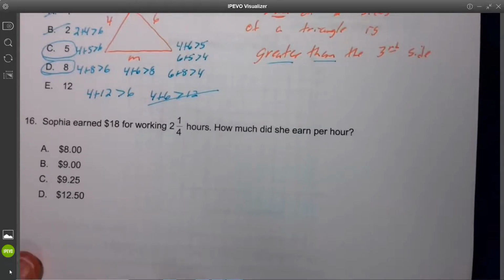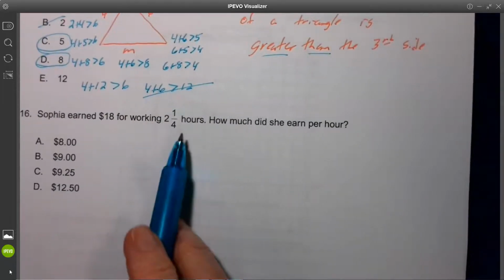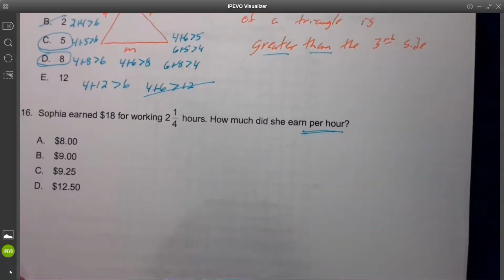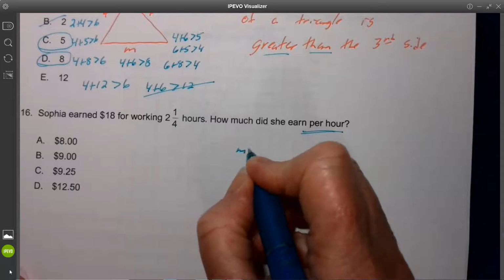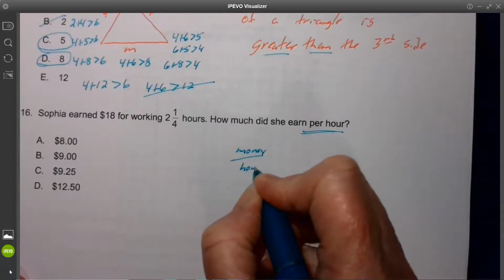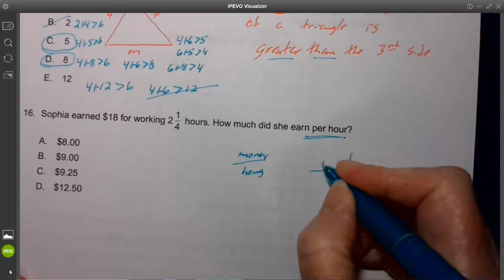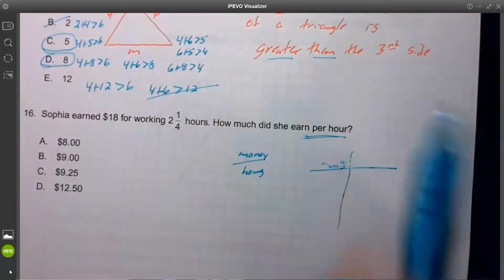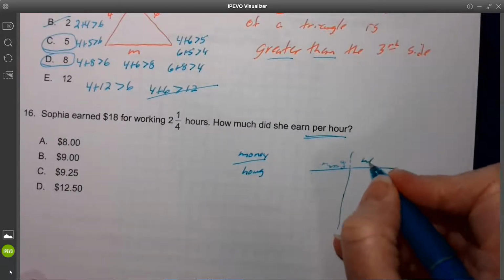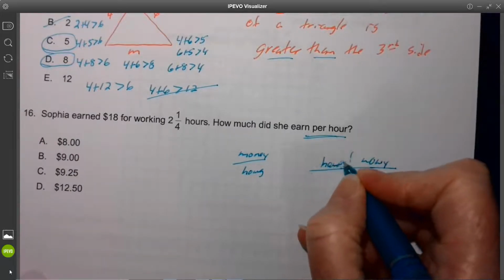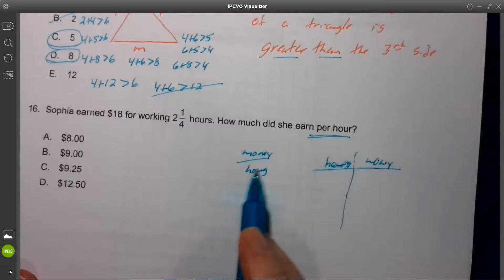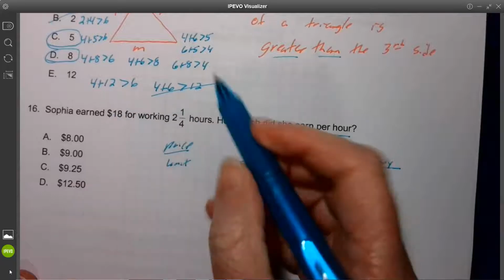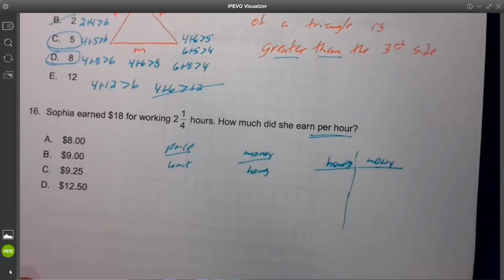Okay, number 16. Sophia earned $18 for working 2 1/4 hours. How much did she earn per hour? Try it. Okay, so what we're doing per hour, we're taking money divided by hours. Or we could have made a table of money and hours. This is also just like unit price. Unit price is always price over the number of units. So our price is $18, our units are hours. So when you divide there, of course, you get 8.